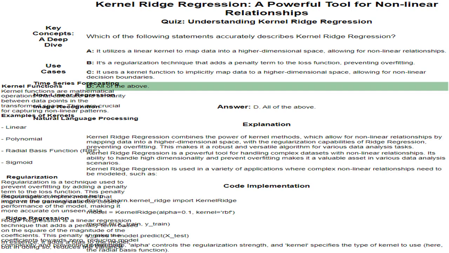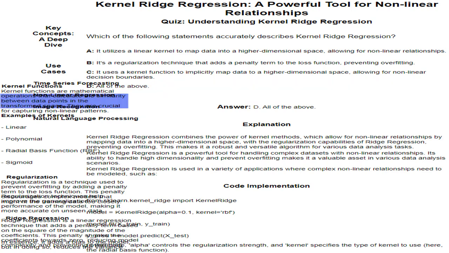All of the above. Kernel functions are mathematical operations that calculate the similarity between data points in the transformed space. They are crucial for capturing nonlinear patterns. Linear, polynomial, radial basis function (RBF), sigmoid. In image recognition, kernels help identify patterns like edges, corners, and textures within images, which linear models might struggle to capture.